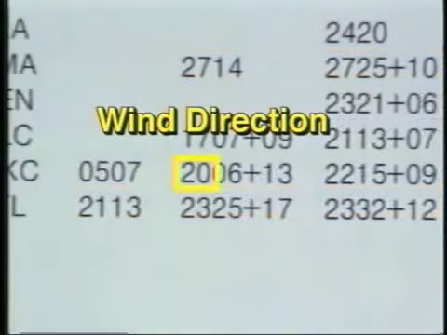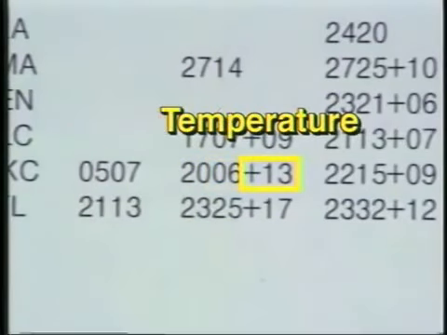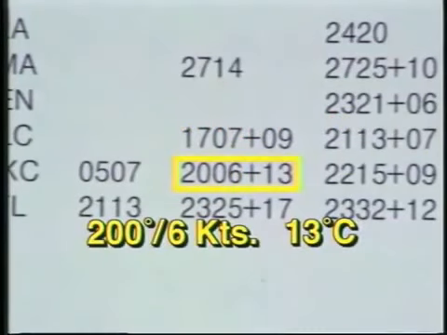The first 2 digits represent wind direction in tens of degrees, with the next 2 digits representing the wind speed. Where appropriate, the remaining digits record the forecast temperature. In this example, the coded group forecasts a wind from 200 degrees at 6 knots. The temperature at this altitude is forecast to be 13 degrees Celsius.